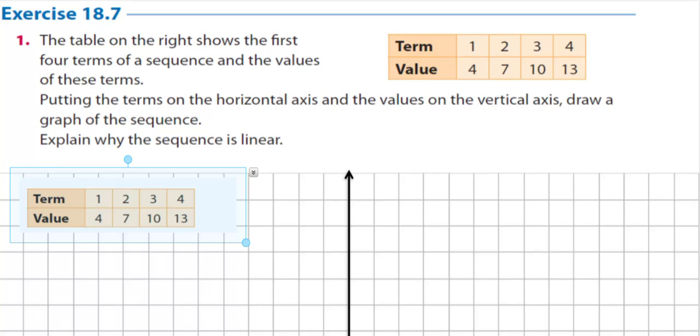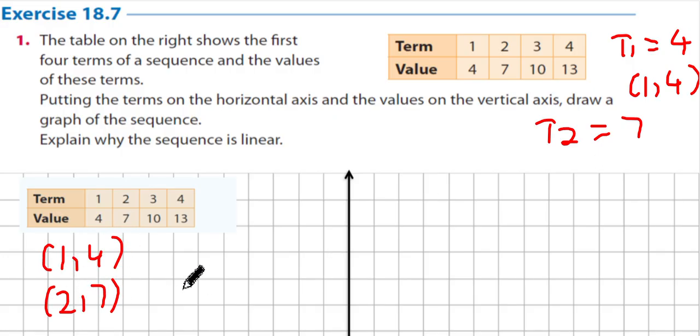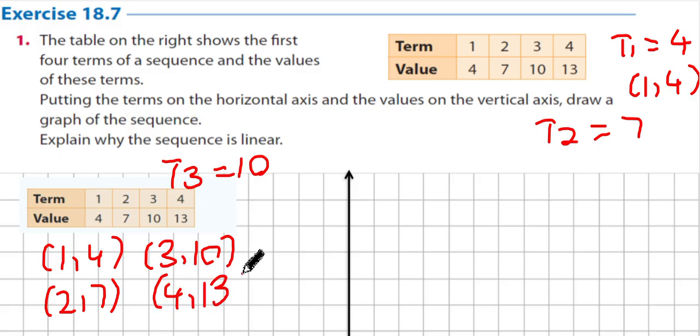So what we have is a term. T1 is 4. So to me that means the point (1, 4). T2 is 7. So what point do you think that is? The point (2, 7). T3 equals 10. That's the point (3, 10). And finally the last one's the point (4, 13).